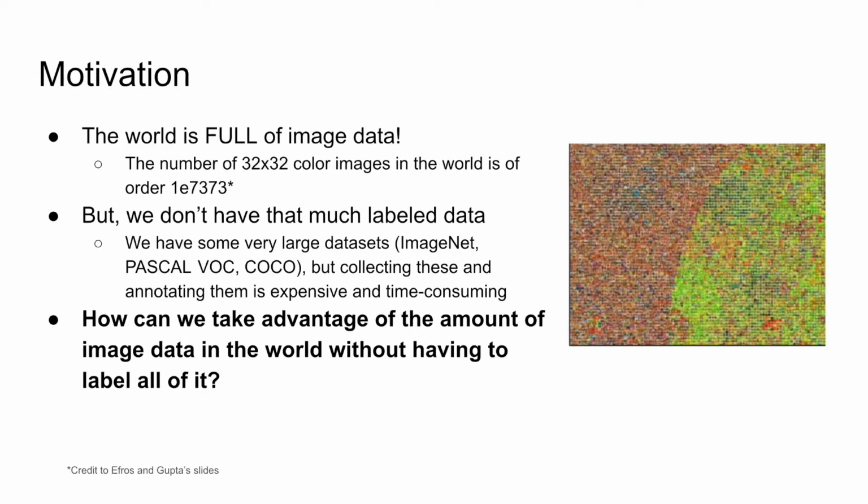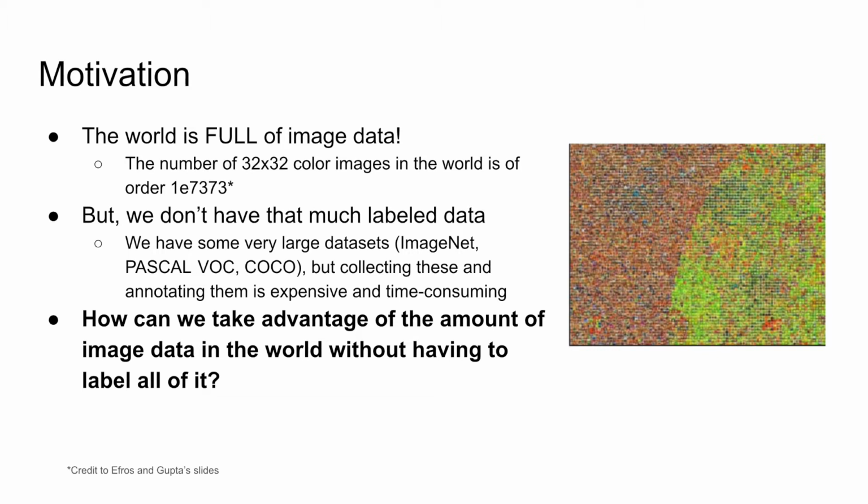Today we will be talking about visual feature learning without labels. In the world today, we are inundated with data, and specifically with image data. To gain some understanding of how much data we have, the number of 32 by 32 color images in the world is on the order of around 10 to the 7,000. That is thousands of orders of magnitude more than the number of images seen by all of humanity.